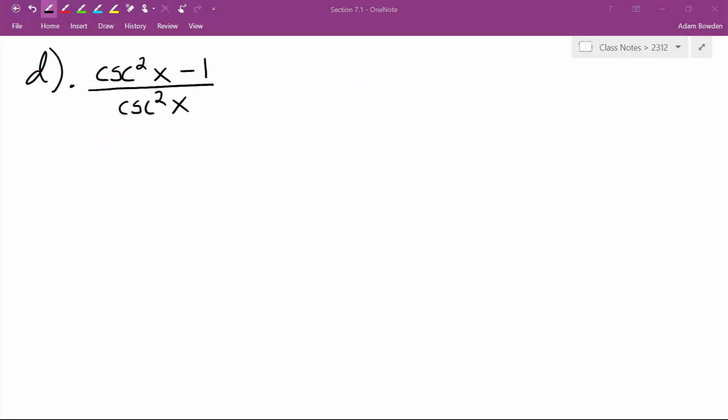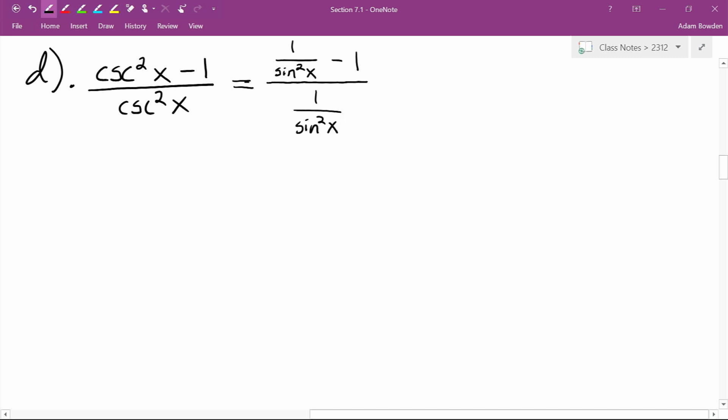On this example, we're going to simplify the expression cosecant squared x minus 1 all over cosecant squared x. And our first step, like on all the others, is convert everything into sines and cosines. So this cosecant, more specifically cosecant squared, I'm going to change to be 1 over sine, but in this case it would be 1 over sine squared. So it would look like 1 over sine squared x minus 1 over sine squared x.